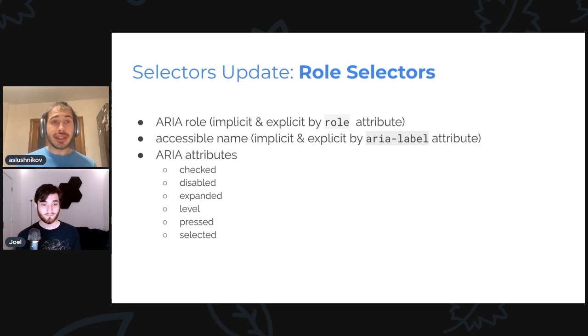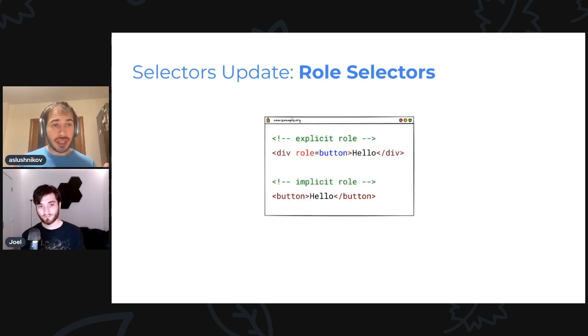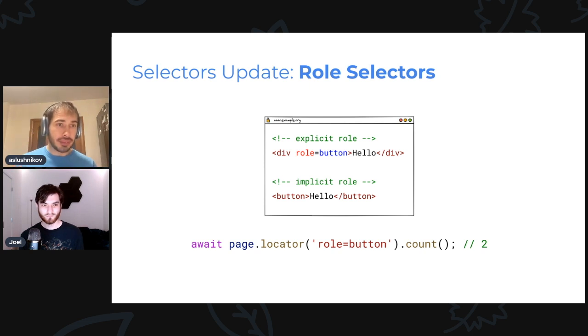Role selectors is a new selector engine that lets you select elements by ARIA role, accessible name, or the following list of ARIA attributes, such as checked, disabled, expanded, level, pressed, and selected. This HTML has two buttons: one is just a button element, and the other is a div with an explicitly defined role button. Now you can query both of them using this role equals button selector engine.